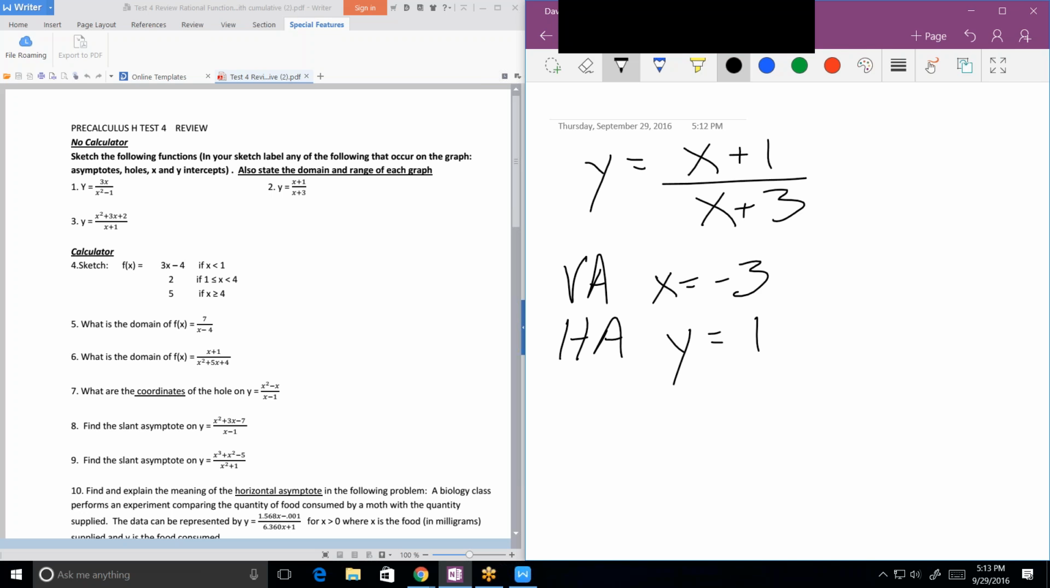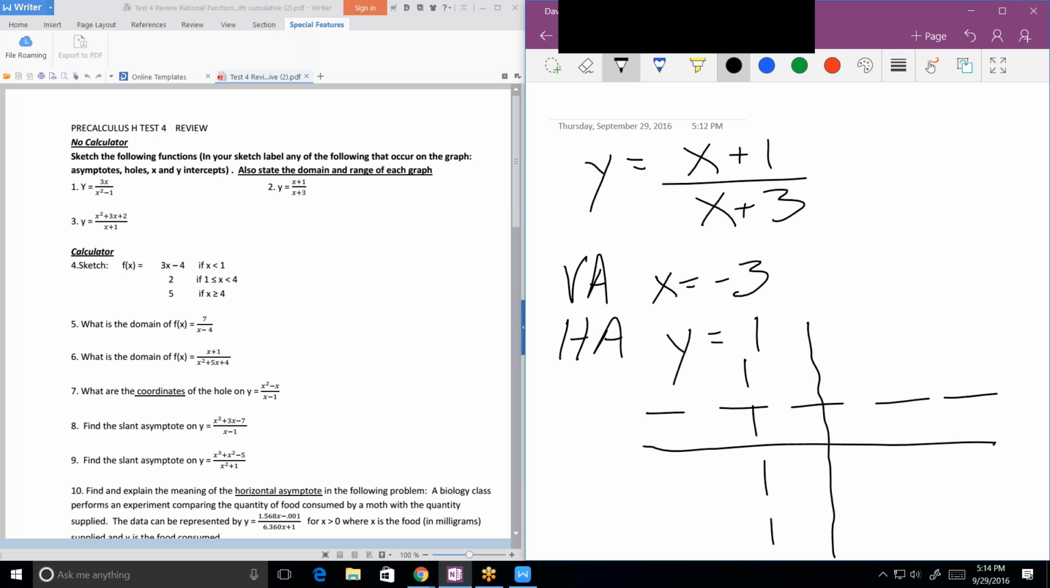Okay? Now we can draw that thing. We got a vertical asymptote right there. Got a horizontal asymptote right there. And this is pretty typical of hyperbolic functions, is you end up with a grid, a grid like 4 quadrants. Okay? And again, graphing this thing is pretty straightforward.